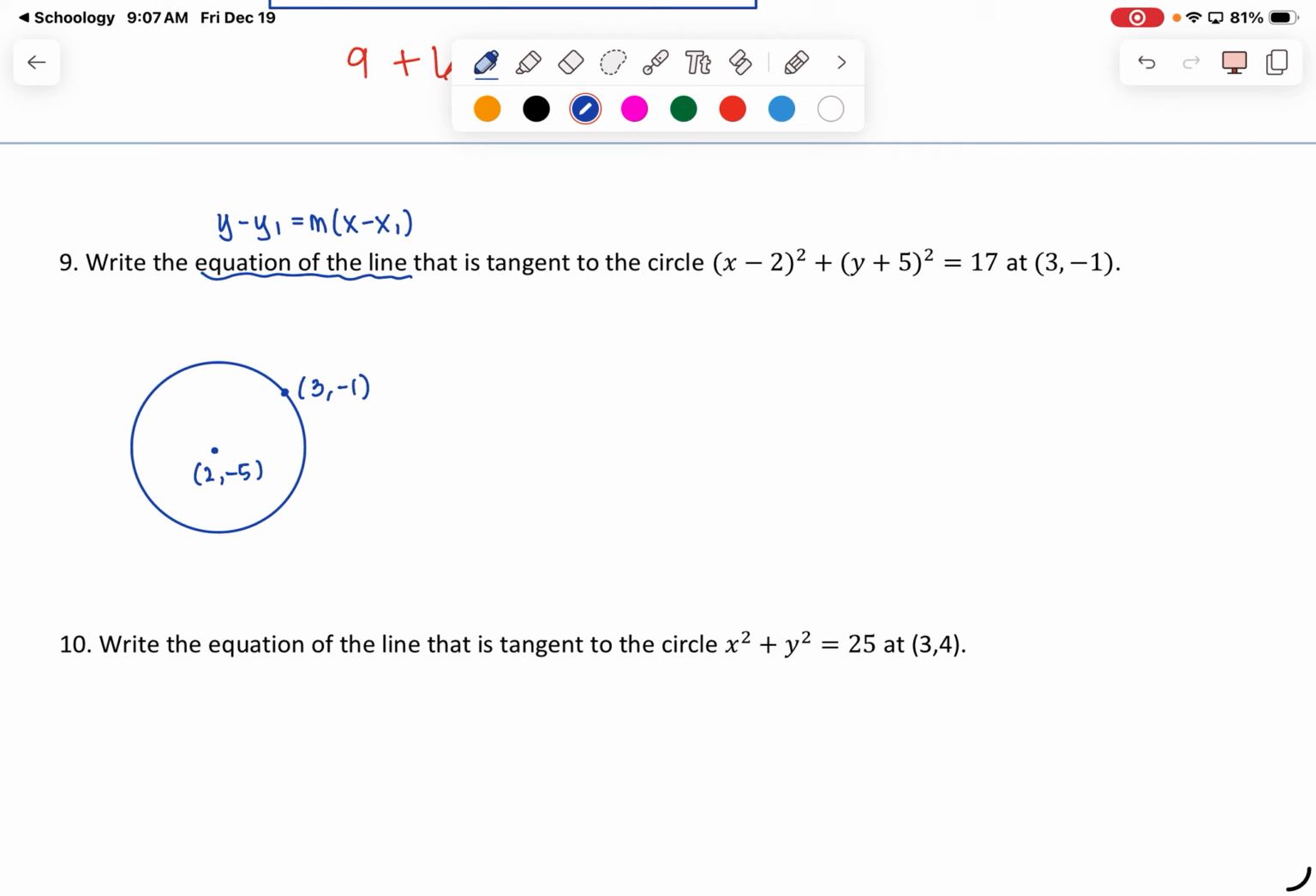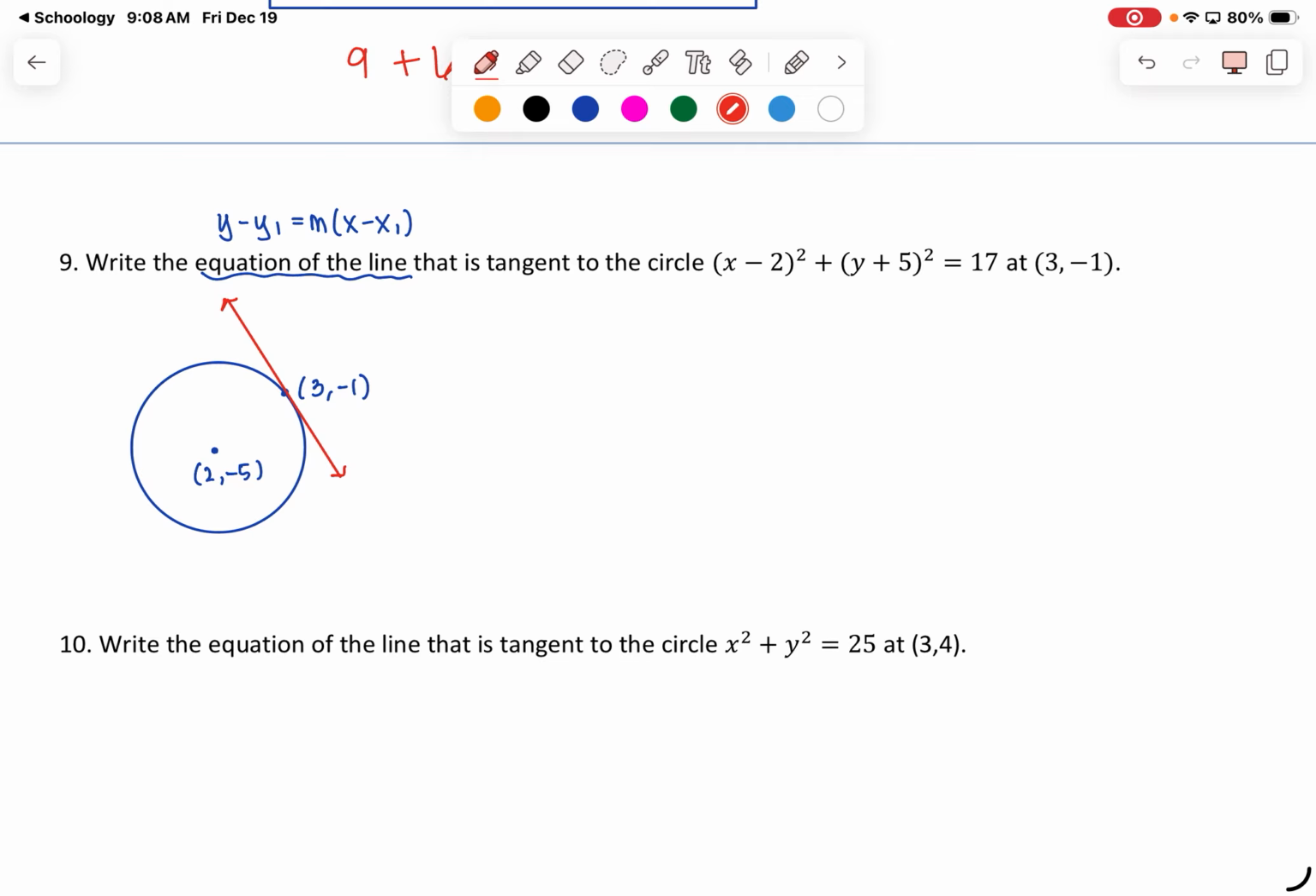All right, so now I want to write an equation of the line that's tangent to the circle at that point. So let's draw a line that's tangent at that point. Remember, it means it only crosses or hits the circle once, and it's at that point. So we want to write an equation of this red line right here, okay? To write an equation of a line, you need two things. You need a point, (3, -1), we have that.